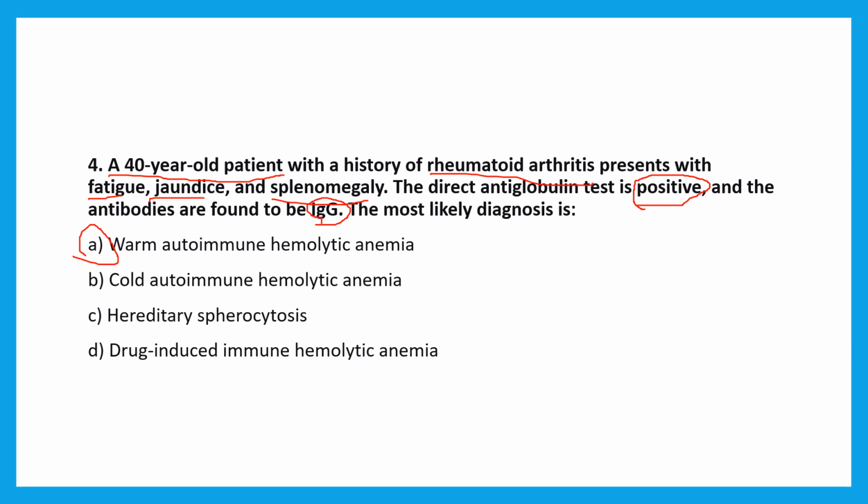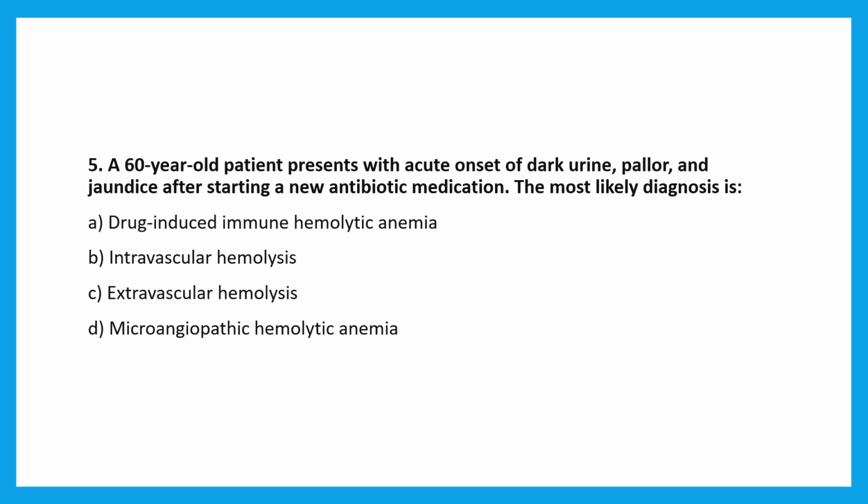A 60-year-old patient presents with acute onset of dark urine, pallor, and jaundice after starting a new antibiotic medication. The most likely diagnosis is what? A. Drug-induced immune hemolytic anemia. B. Intravascular hemolysis. C. Extravascular hemolysis. D. Microangiopathic hemolytic anemia. What do you think is the correct answer? So microangiopathic hemolytic anemia, extravascular hemolysis, intravascular hemolysis, and all that.